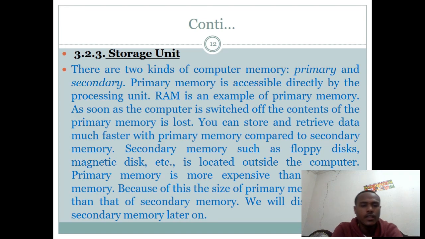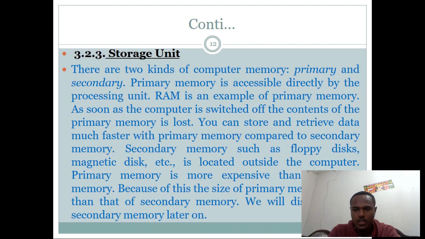Okay, storage unit. There are two kinds of computer memory, primary and secondary memory. Primary memory is accessible directly by the processing unit. RAM is an example of primary memory. As soon as the computer is switched off, the content of the primary memory will be lost. That is why primary memory is known as volatile memory in many cases. You can store and retrieve data much faster with primary memory compared to secondary memory.